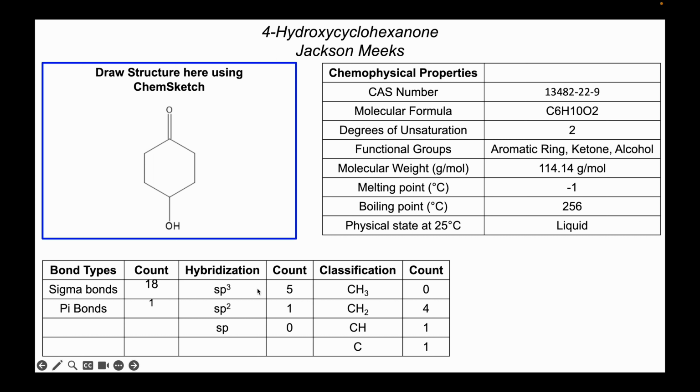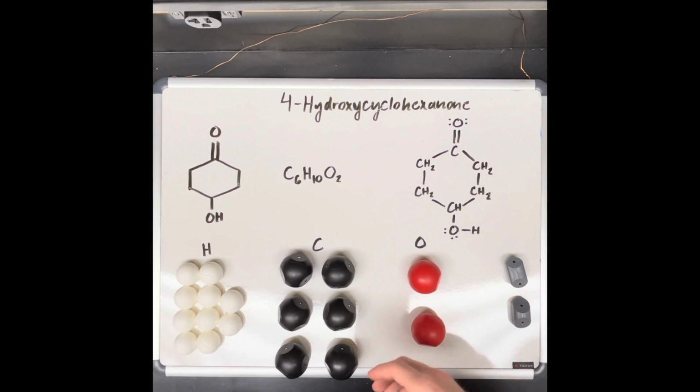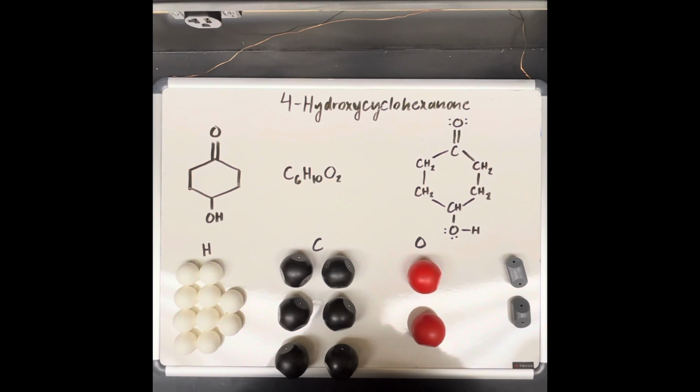For the hybridization, we can see that there are 5 sp3 hybridized carbons, 1, 2, 3, 4, 5, and 1 sp2 carbon represented by the ketone. For classifications of each carbon, there are no CH3 groups, but there are 4 CH2s represented by the sides of the ring, and then a CH group bonded to the alcohol, and then 1 lone carbon group bonded to the ketone.